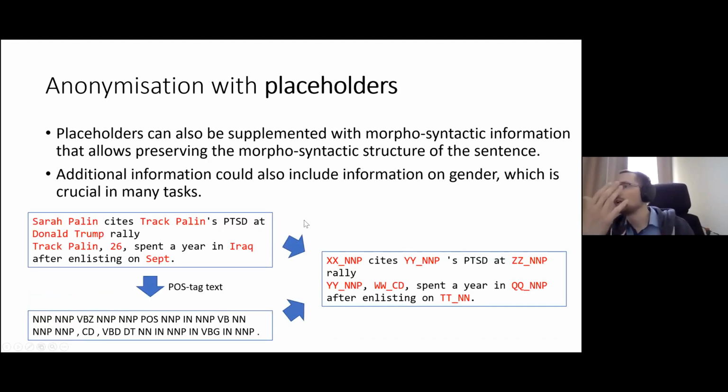So placeholders could also be supplemented with metadata. So for instance, for text, we could use morphosyntactic information that allows us to preserve the morphosyntactic structure of the sentence. So additional information along with the placeholder allows the downstream task to analyze the text easier. So this allows us to keep the syntactic structure, for instance, of the text intact, although we don't know what was behind those different entities that were anonymized.